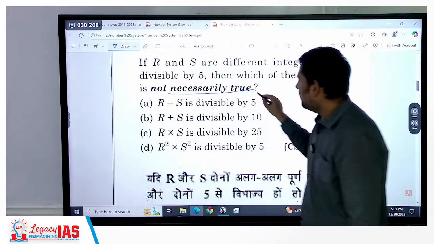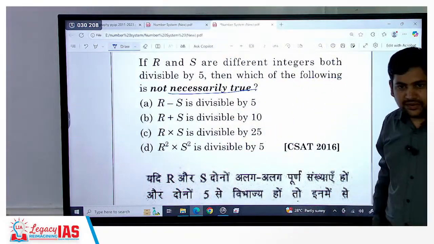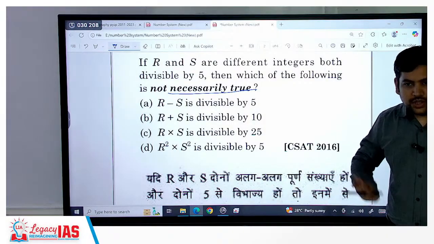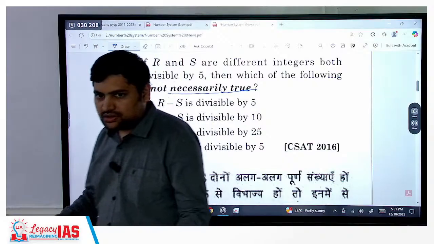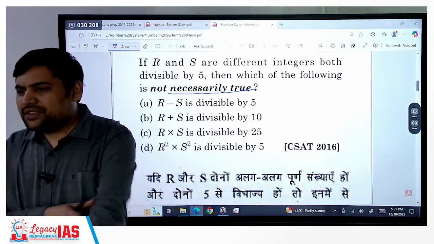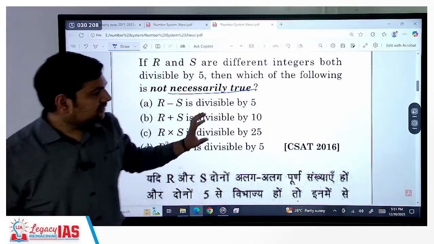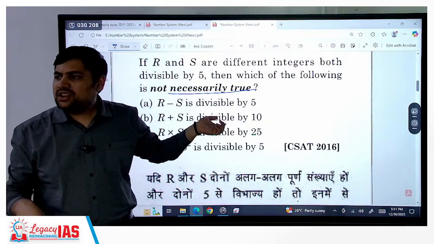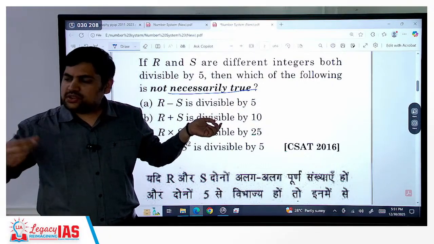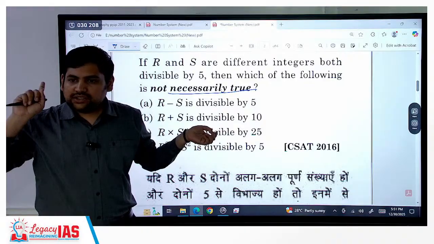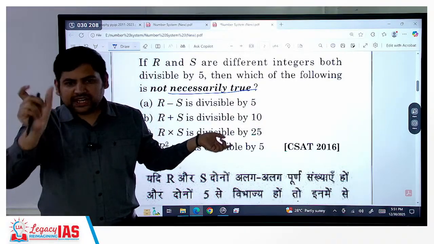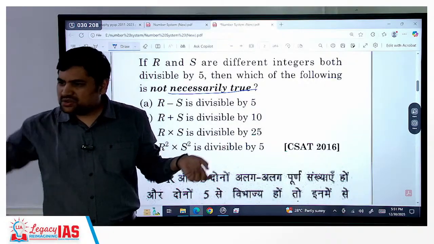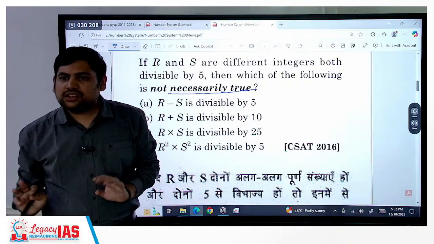Not necessarily true. Now, both these numbers are divisible by 5. What you need to learn in this question is how you take values. Now, one way of doing this is using just pure mathematics. That is, you write two numbers divisible by 5, like we learned for even numbers we write 2n. So what are the two numbers? 5a and 5b. And then you start solving it. But that is not a very good way.